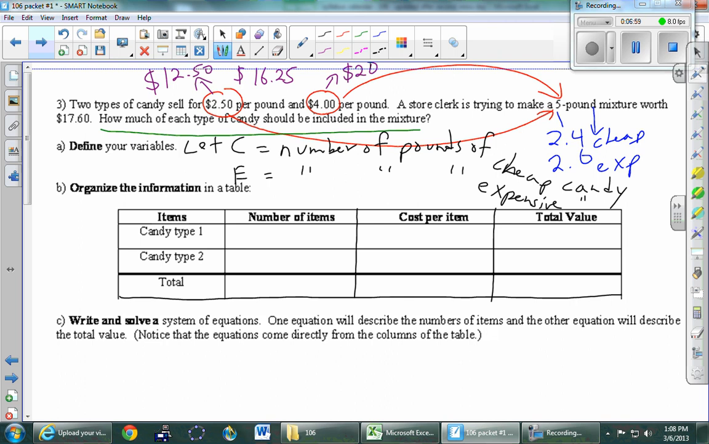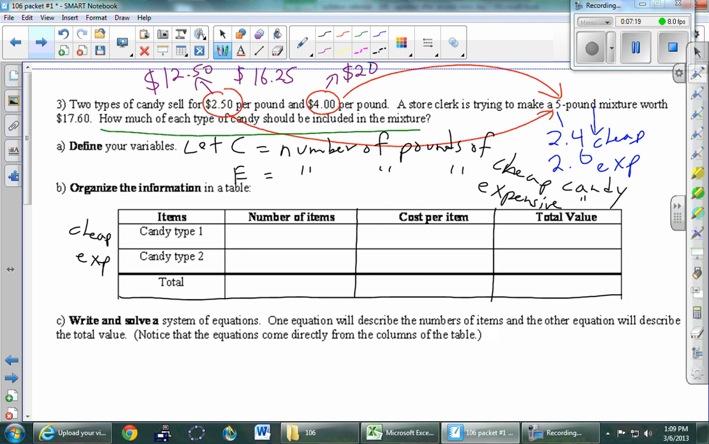All right, and for these kinds of problems, oftentimes it's easiest to organize the information in a table, and then we'll be able to read the equations from the table. So the first row says candy type 1. I'll just arbitrarily choose that to be the cheap stuff and the bottom one to be the expensive stuff. You can swap them.